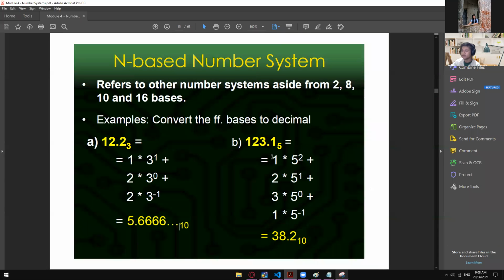The same with letter P. Arrange this one from top to bottom, and our multiplier is 5. Starting from here, we have -1, then 0, then 1 and 2. And then just add everything. You will get 38.2 base 10. So, are we clear so far regarding this one?